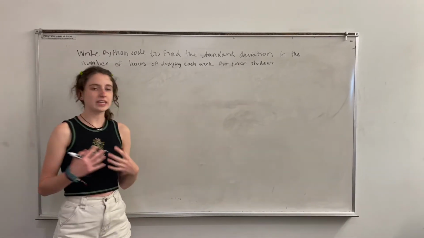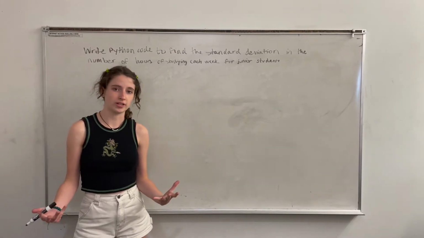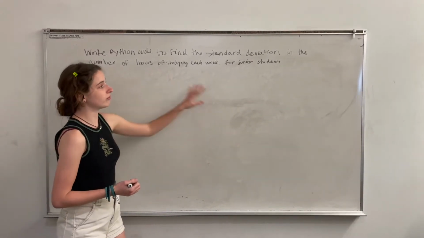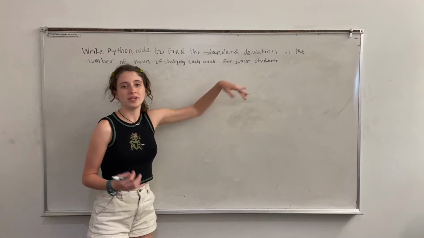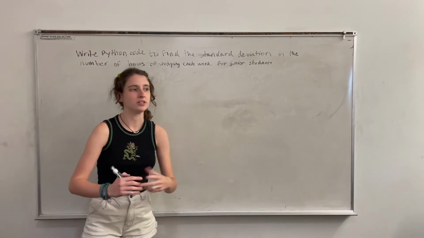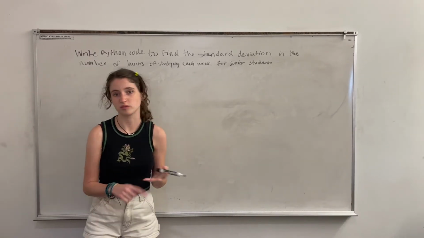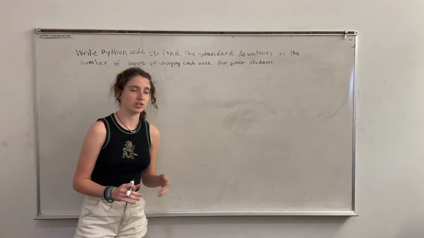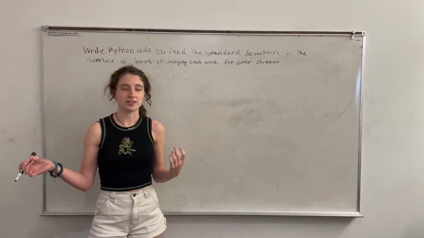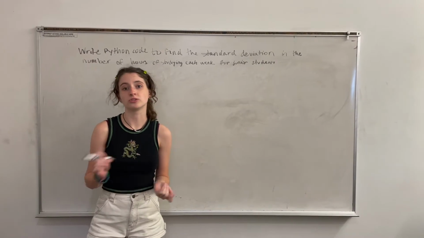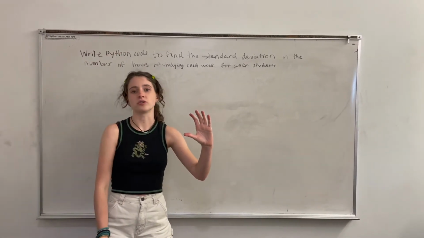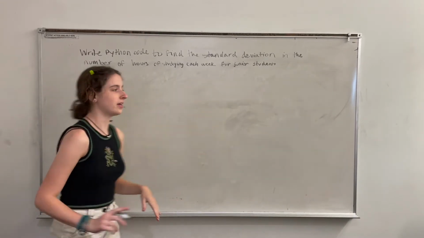Let's think about our approach to this problem before we start writing. We know that we're looking at hours studying only for junior students. So we need some way to isolate junior students from the rest of the data frame, because we don't want freshmen, sophomores, or seniors affecting our result for the standard deviation. There's one thing we learned in class that'll definitely do that for us, and that's row selection. We can select only the rows where the school year is juniors. So let's go ahead and start doing that.